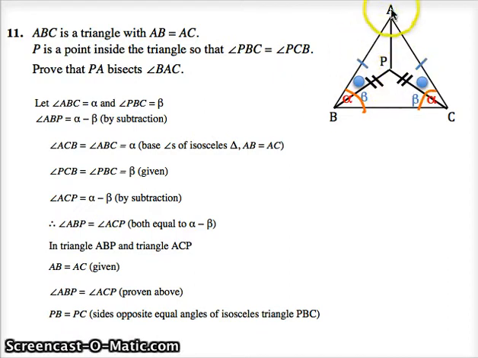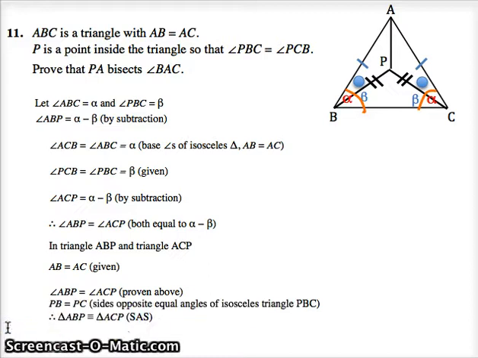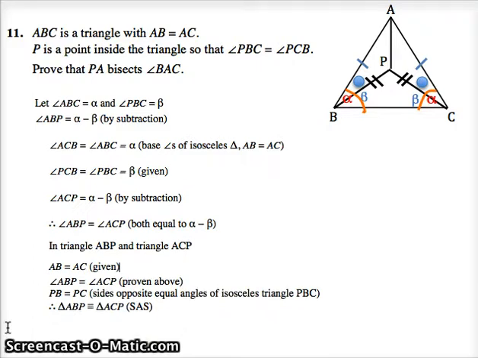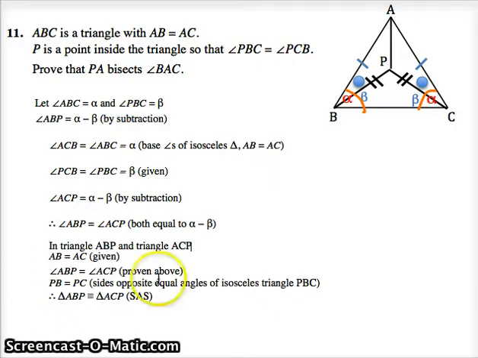And now you can clearly see that in those two triangles, triangle ABP and triangle ACP, they are congruent because we have side, angle, side. That's the side, the included angle, and another side. So we can say that now, that triangle ABP is congruent to triangle ACP because of side, angle, side. Now I'll just space this out a little bit.